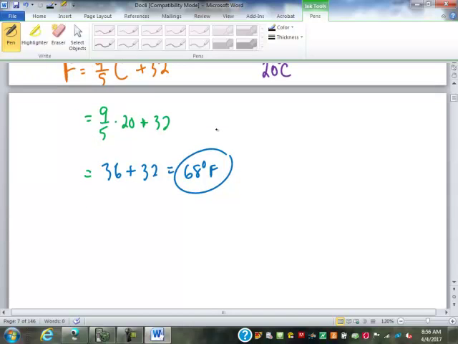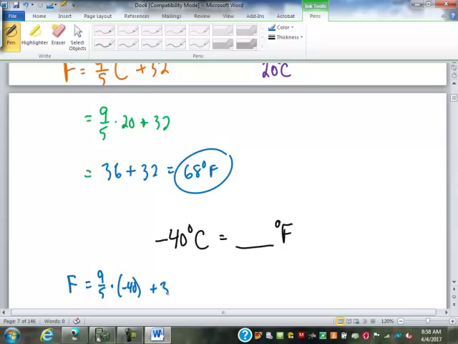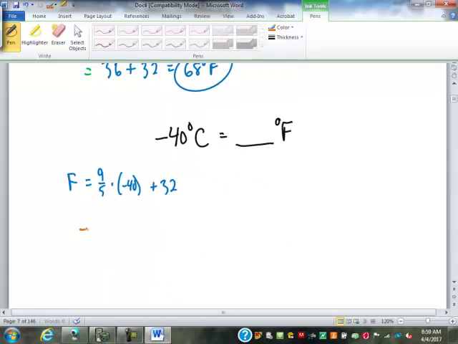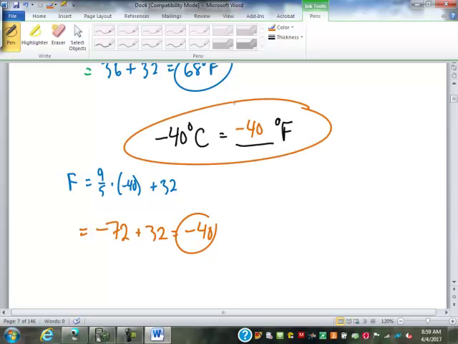So I'm going to have you guys do a conversion for me. Negative 40 degrees Celsius. How much does that equal in degrees Fahrenheit? So we have our formula. Degrees Fahrenheit is equal to 9/5 times Celsius, so times negative 40. I'm just putting in parentheses because it's negative. And then plus 32. Well, 9/5 times negative 40 is negative 72. Plus 32 is negative 40. That is the one temperature that's the same on both scales.